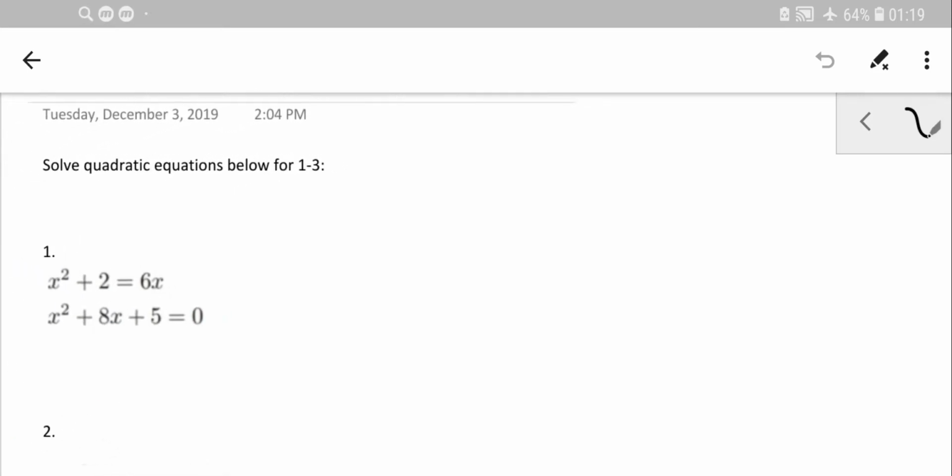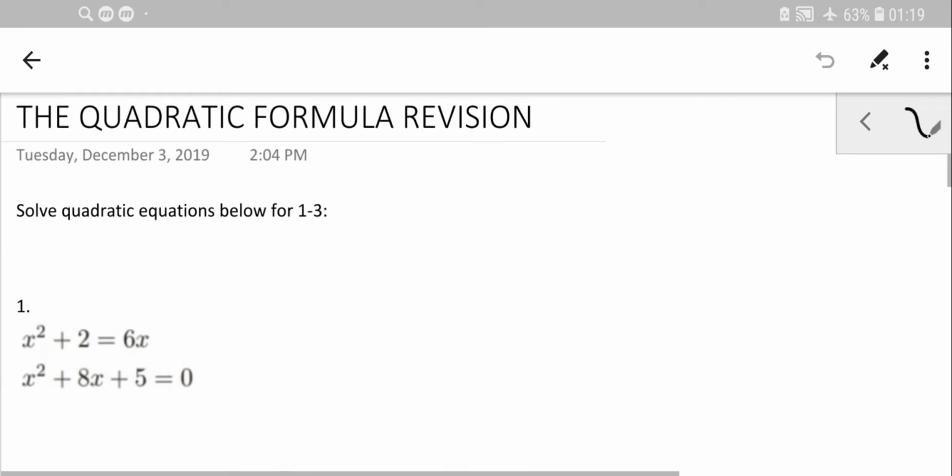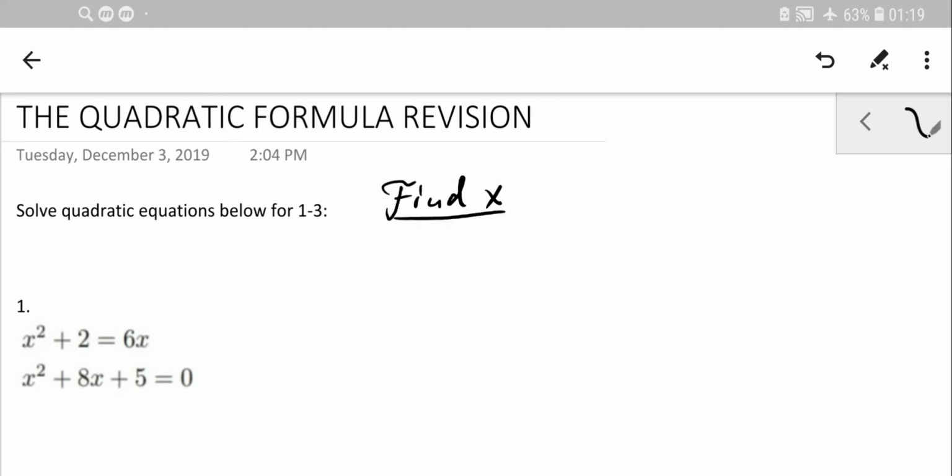So the first one: solve the quadratic equation below for question 1.3. We just need to solve, which means find x's. So find the solutions, find the roots. Okay, x squared plus 2 equals 6x.